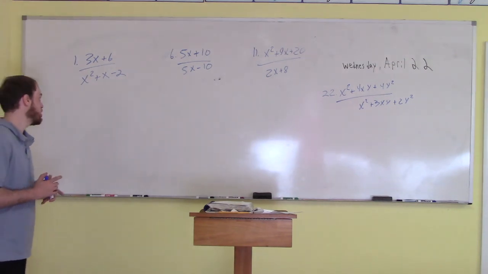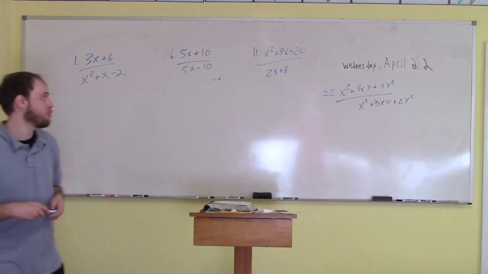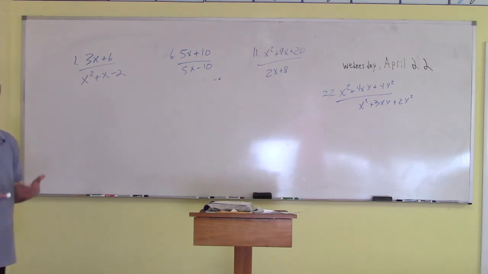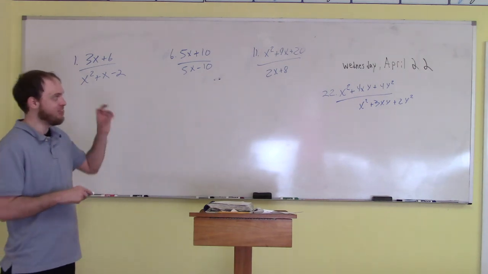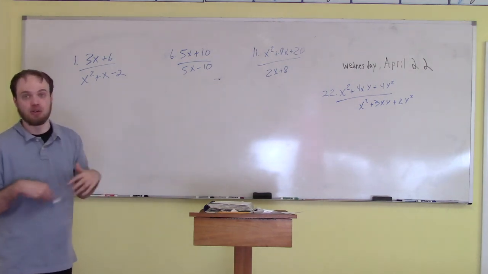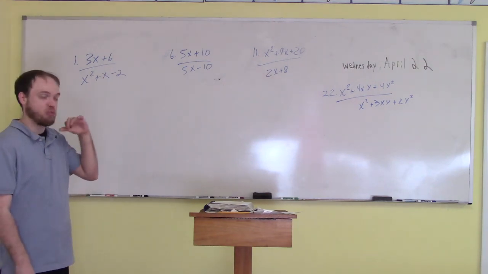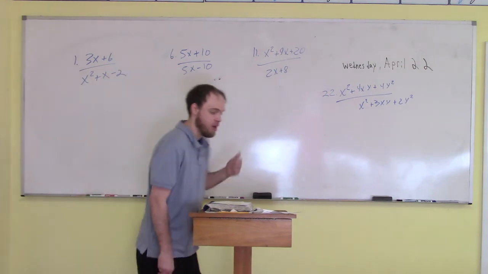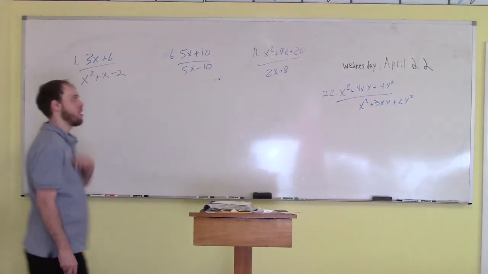So what we're going to do is factor the top if we can, and then factor the bottom if we can, and then see what we can cancel. Once we do that, we can look at the bottom and say, where does this equal 0? And that's our problem in our graph.